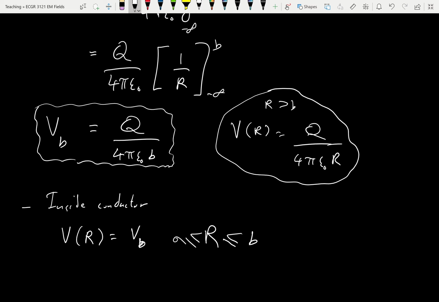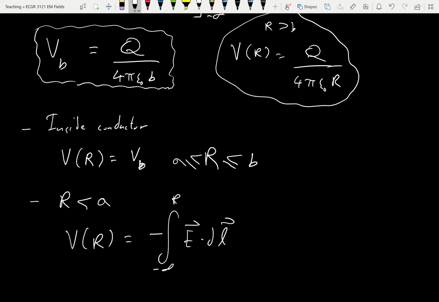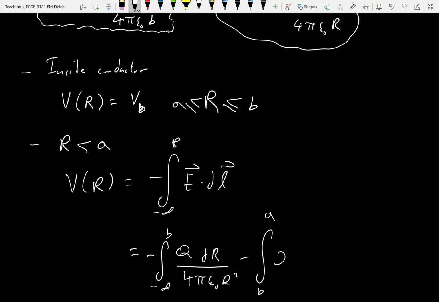Potential energy does not vary. Okay. What about for R less than A? Right. Same thing. V(R) is going to be, we're going to go from minus infinity to R, E dot dl. There's a minus sign here. So we can divide this motion from minus infinity to R into minus infinity to B, Q dr over 4 pi epsilon naught r squared, minus, then we go from B to A, 0.